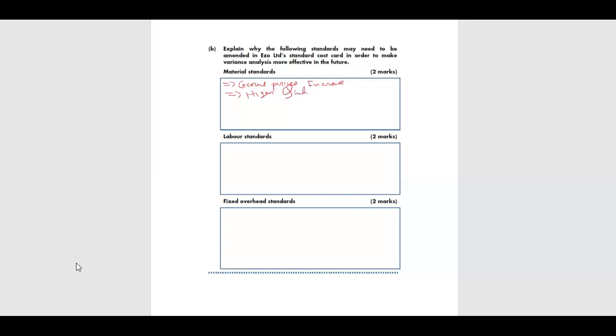Number 2, the higher quality material. Higher quality material will give you more cost. So if you buy the higher quality material, that will give you more cost. Maybe this brings a 5,000 adverse variance.